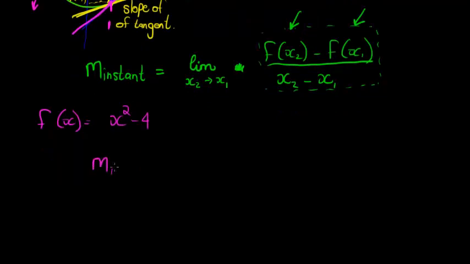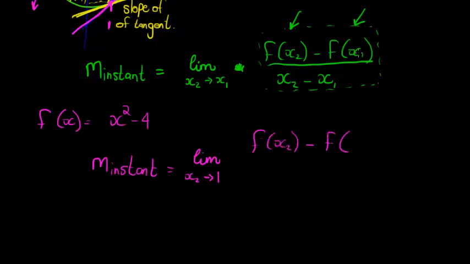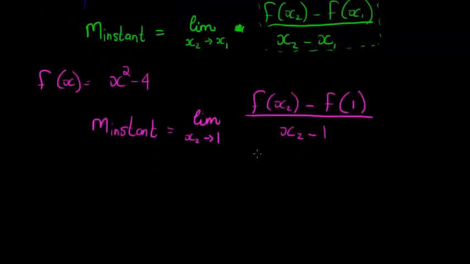So m instant: I ask, what is the limit as x2 tends to 1 of f(x2) minus f(1), remember x1 is now the point I'm at, 1, divided by x2 minus 1? So what do I get?